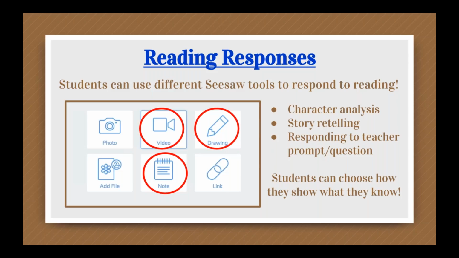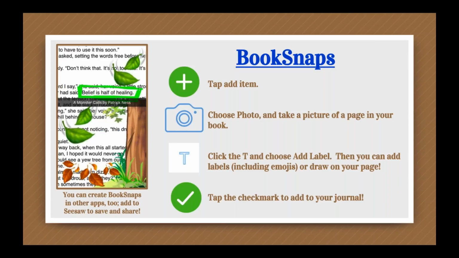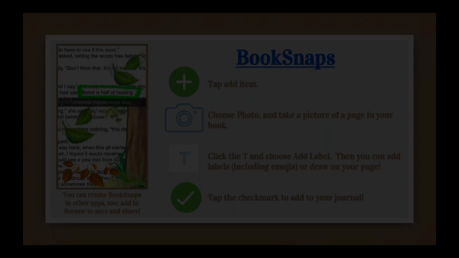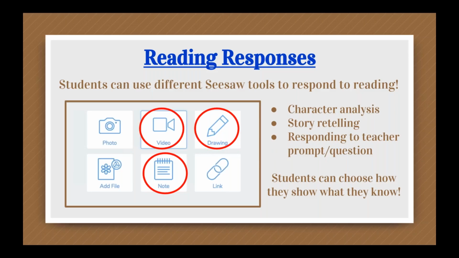And in general, there's lots of other ways that you can use Seesaw tools for reading responses. So this example is using the camera, choosing photo for a reading response. But we wanted to remind you that you can also use the video, the note, or the drawing for a variety of different ways that your students can respond to the reading. And I'm going to show you a couple of pictures of that in the next slide. So remember that you can ask them to do a character drawing or character analysis. You can have them retell the story because they have ways to record audio and video in Seesaw, or maybe you just want to pose a question or a prompt and let them respond to that. And it's great that students have so many choices for how they choose to show what they know.